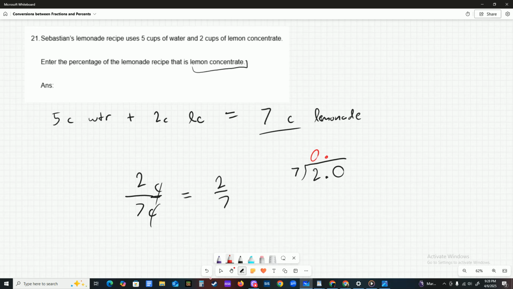7 goes into 20. How many? Oh, it's crooked. That's bugging me a minute. Give me a sec. Better. So 7 goes into 2 0 times. We add a decimal. Cool. We bring it up, right? We just bring it straight up.